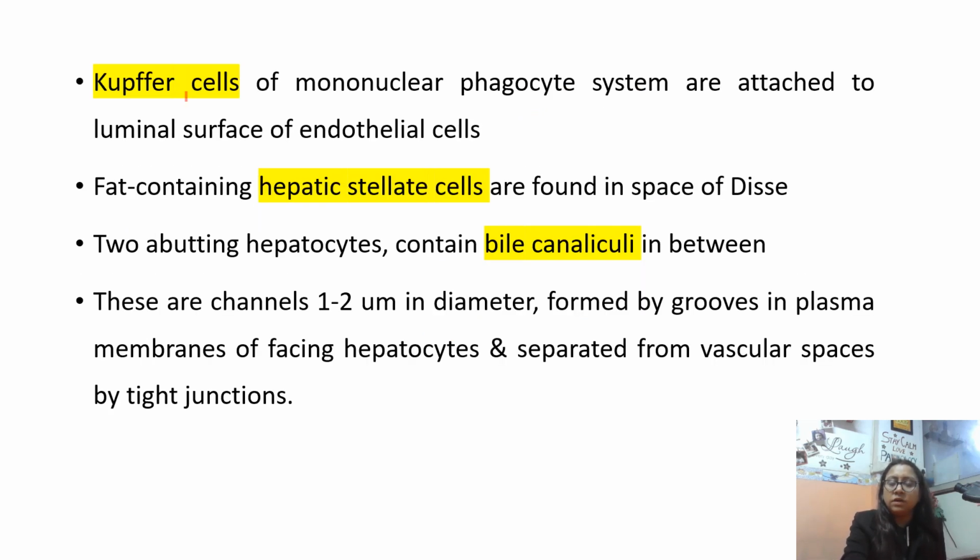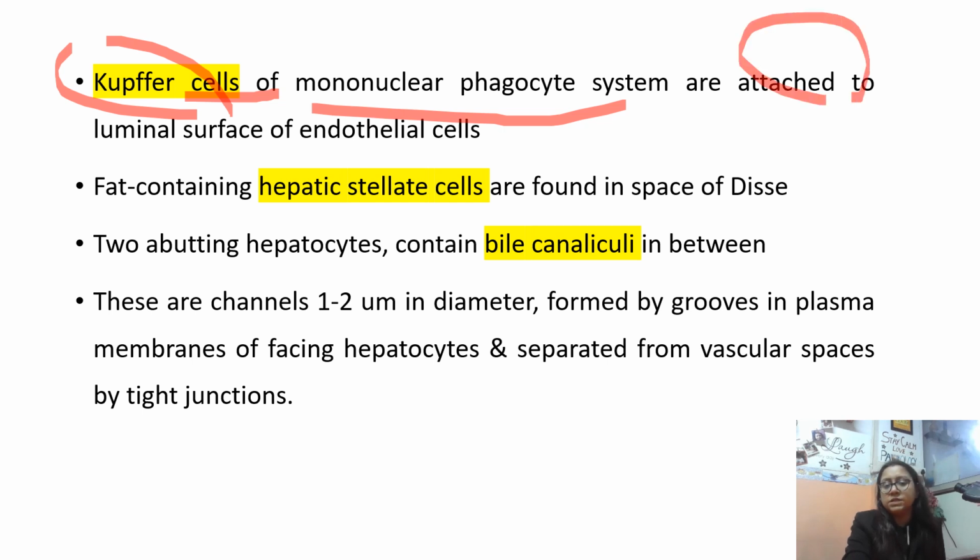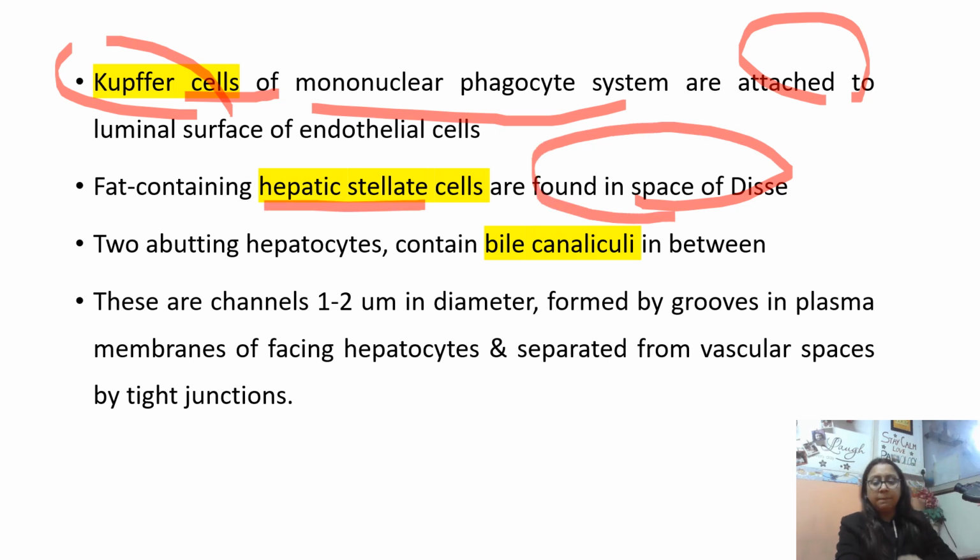And they also have Kupffer cells. So ये macrophage system का cell होता है. Liver macrophages, they are also known as your Kupffer cells. They are the mononuclear phagocytic system, and these are attached to the luminal surface of endothelial cells. And in the space of Disse, which we discussed, there are fat containing hepatic stellate cells as well.